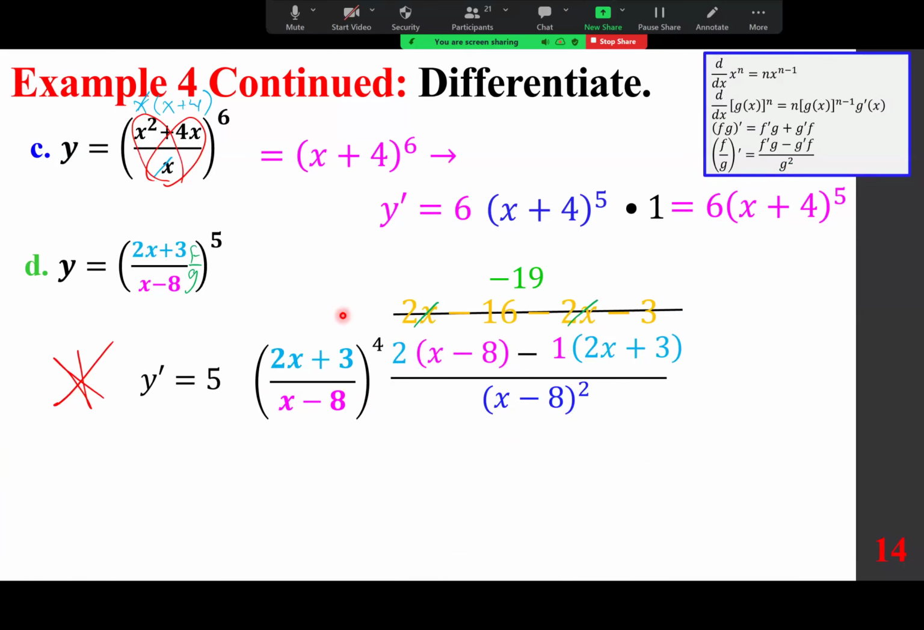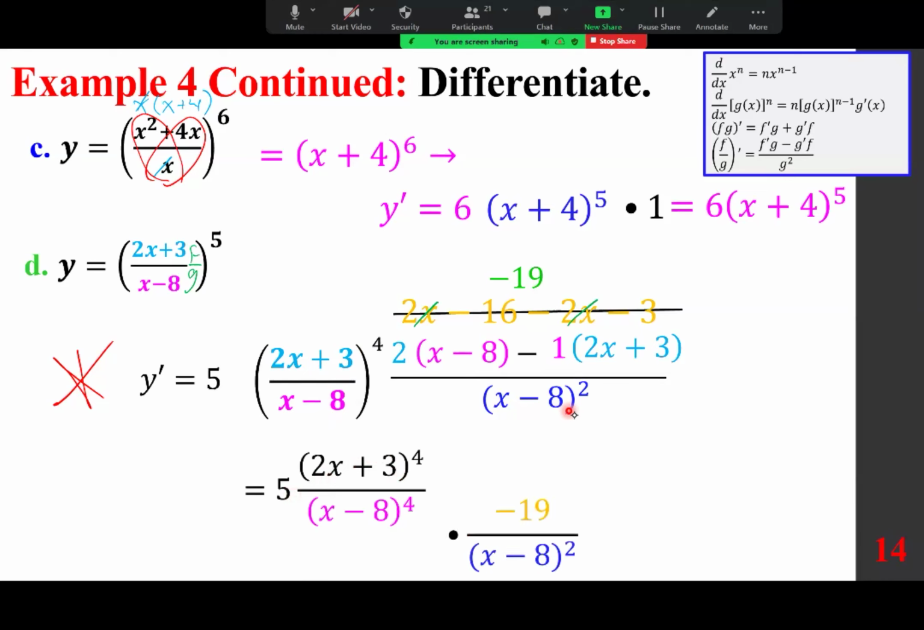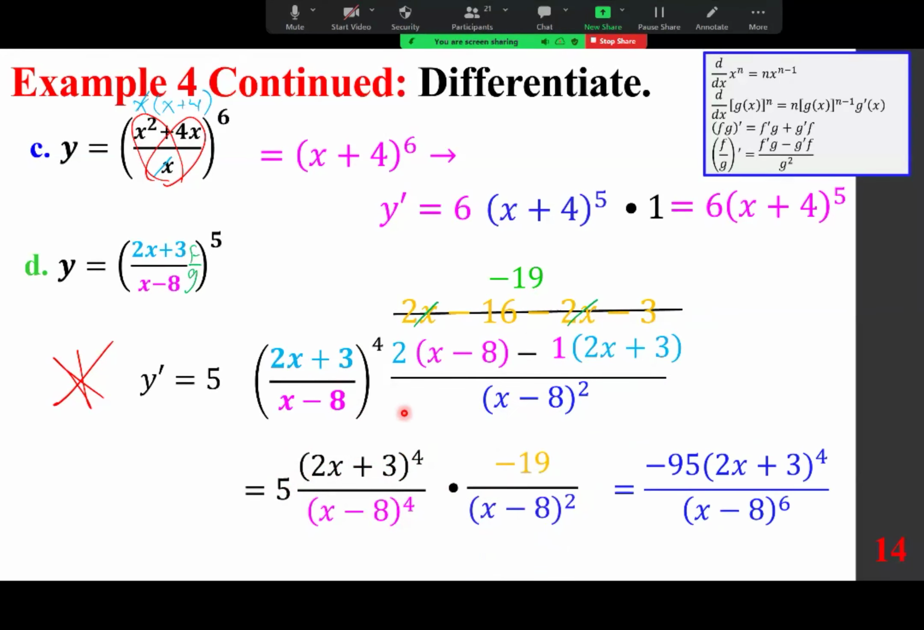I'm going to rewrite this part as 2x plus 3 to the power of 4 over x minus 8 to the power of 4. This is 5, this one, and I'm going to write the last one. Now notice 5, 2x plus 3 to the power of 4 and negative 19 belong to the numerator. So the product of these two is negative 95 times 2x plus 3 to the power of 4. Product of these two is x minus 8 to the power of 4 plus 2. And the reason I wrote that, because I don't want anybody to think that x minus 8 has an exponent 1. It has exponent 4.